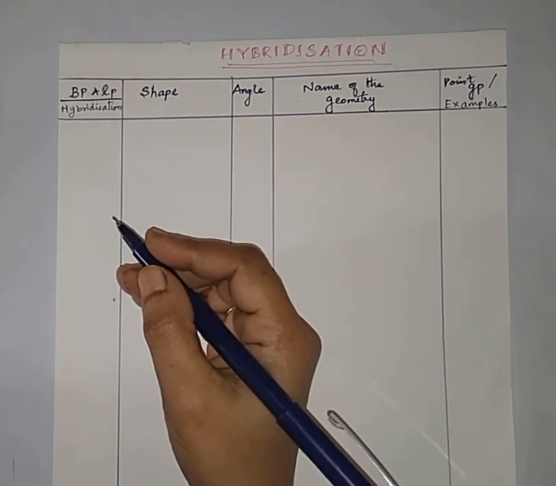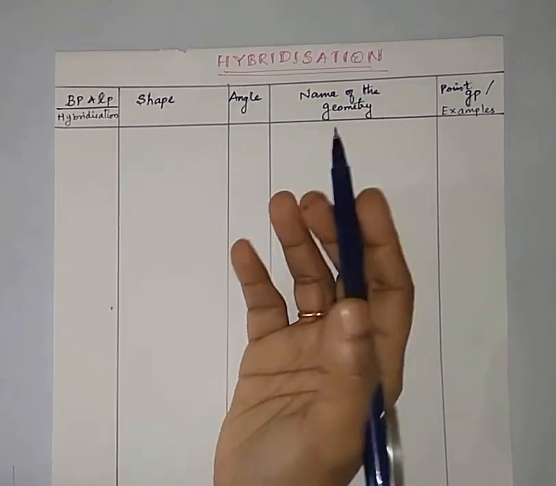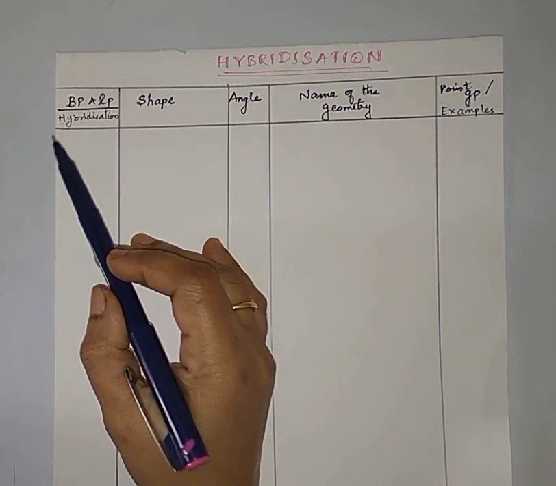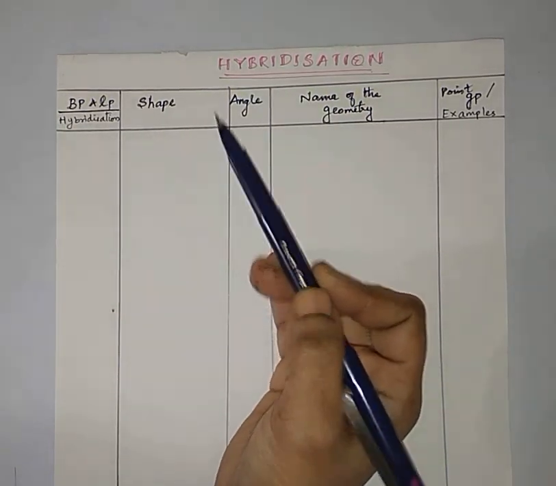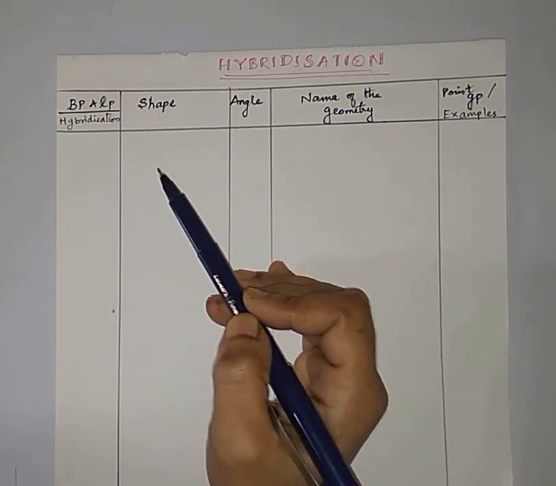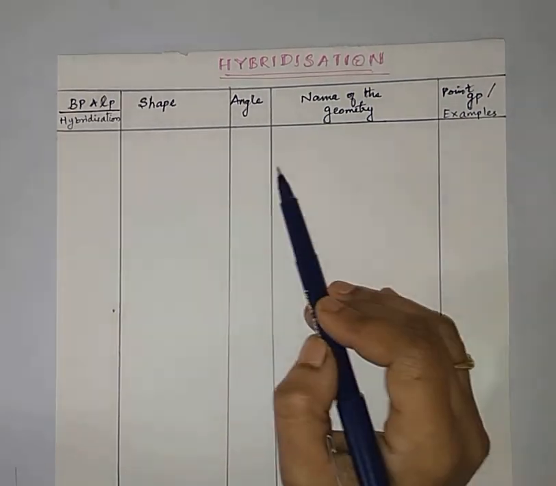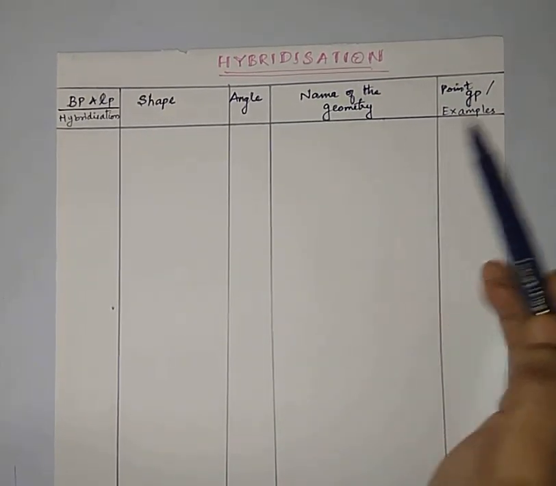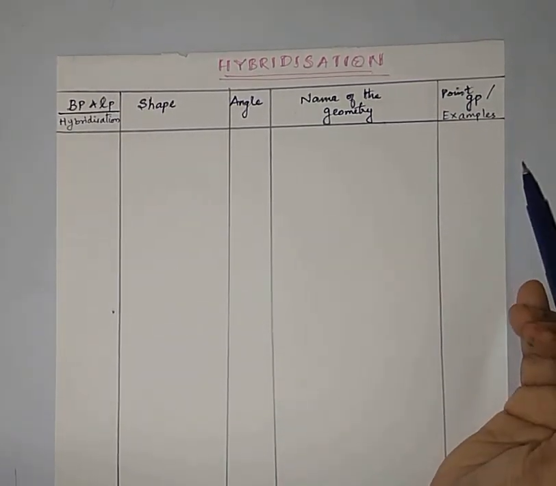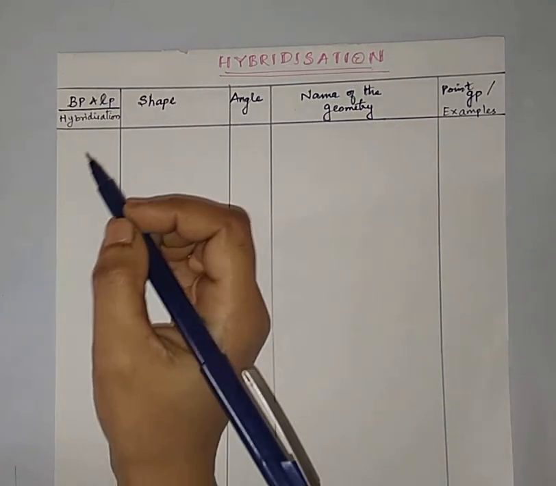Hi guys, today we are going to see hybridization techniques. How many bond pairs will be there, how many lone pairs will be there, what is the hybridization for that, what is the shape, angle, and what is the name of that shape, and what is the point group, and some of the examples also we are going to see in detail in each and every one.